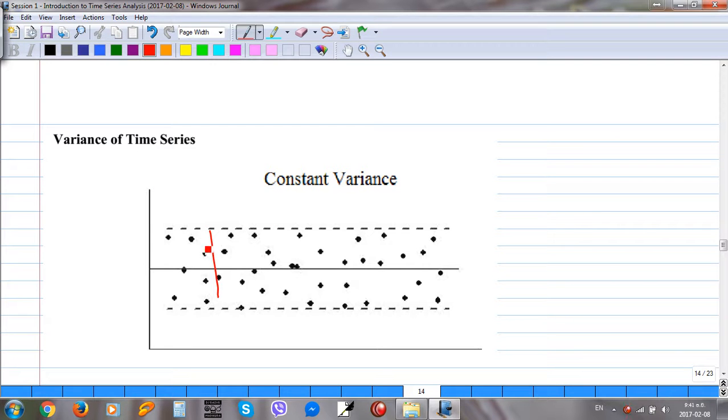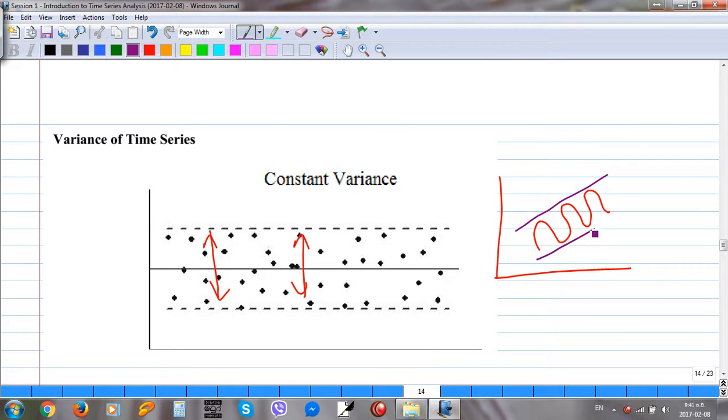Now, the variance of a time series: this is a constant variance. It means if you take this width, it is always the same, right? This is a time series with constant variation. It doesn't need to be like this. If we take it this way, look, the width is the same, so that is also constant variation. If it goes to that side, that is also constant variation. Doesn't matter. We only have to check the width of the spread of points.